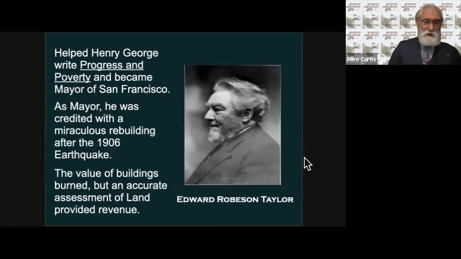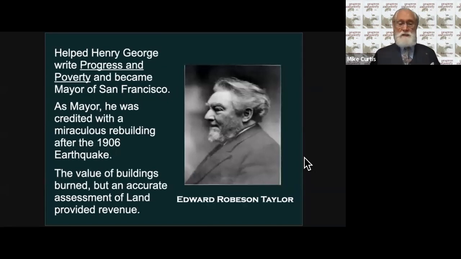Edward Robeson Taylor helped Henry George write Progress and Poverty and became mayor of San Francisco. As mayor, he is credited with a miraculous rebuilding after the earthquake of 1906. The value of buildings burned, but because they had an accurate assessment of land, it provided much of the needed revenue.